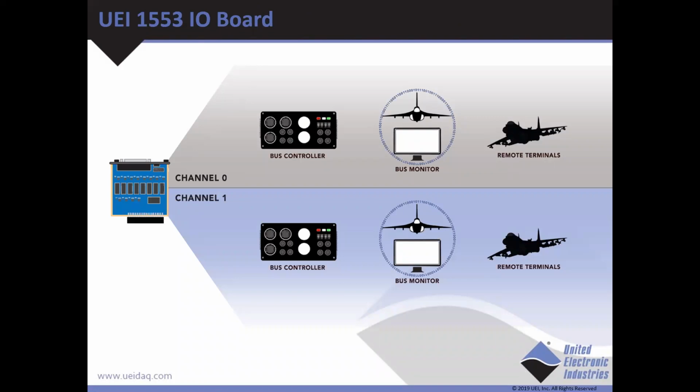The UEI 1553 I/O board is actually two complete 1553 systems. There are two channels, and each channel could be a bus controller, an independent bus controller. Or one channel might be a bus controller and the other channel a remote terminal. There are many options here.